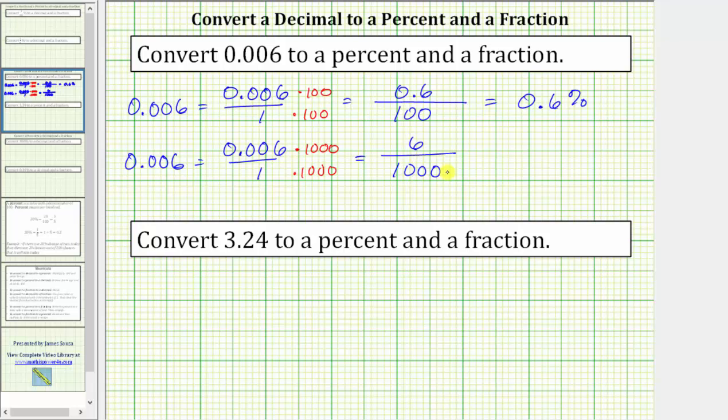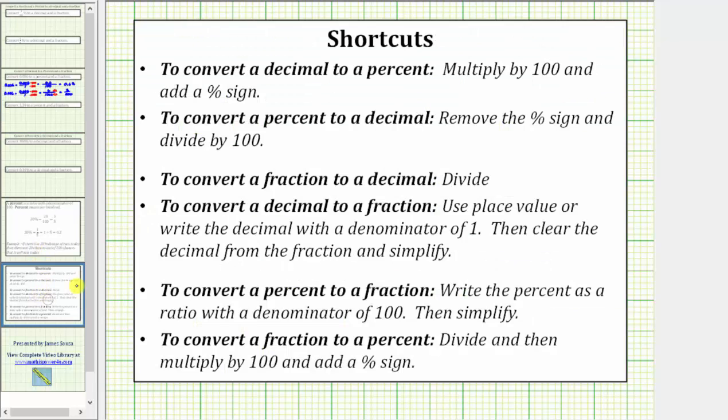The last step is to simplify the fraction by simplifying out any common factors other than 1 between 6 and 1,000. 6 and 1,000 share a common factor of 2. We divide the numerator and denominator by 2, which gives us a simplified fraction of 3/500ths. Going back to our notes, to convert a decimal to a fraction, we use place value, or write the decimal with a denominator of 1, then clear the decimal from the fraction and simplify, which we did.